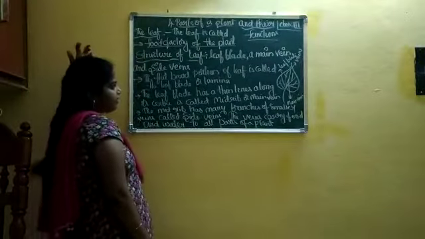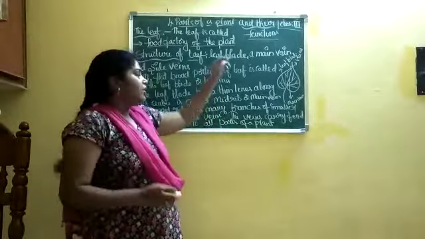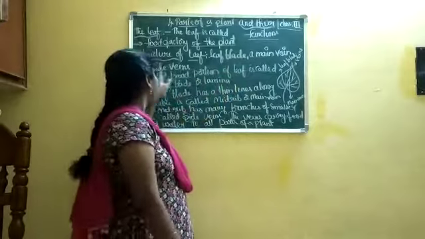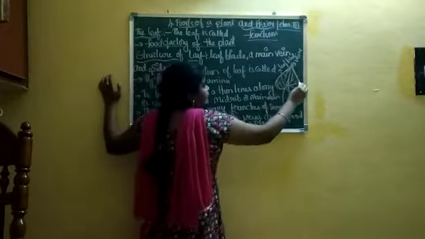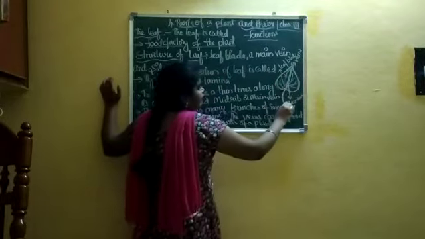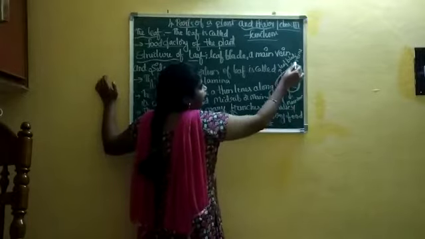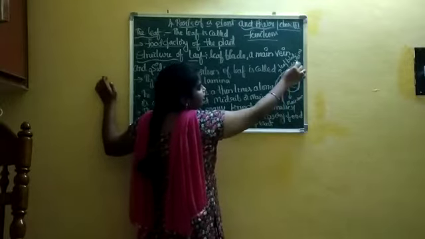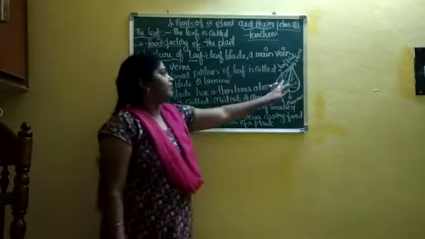And the structure of the leaf. In the structure of a leaf, how many parts do we see? In a leaf, the main parts are the leaf blade, the main vein and side veins. This is a leaf. This leaf has three main parts. The main vein and the leaf blade. This plant leaf has many veins. This is the main vein and these tiny veins are called side veins.